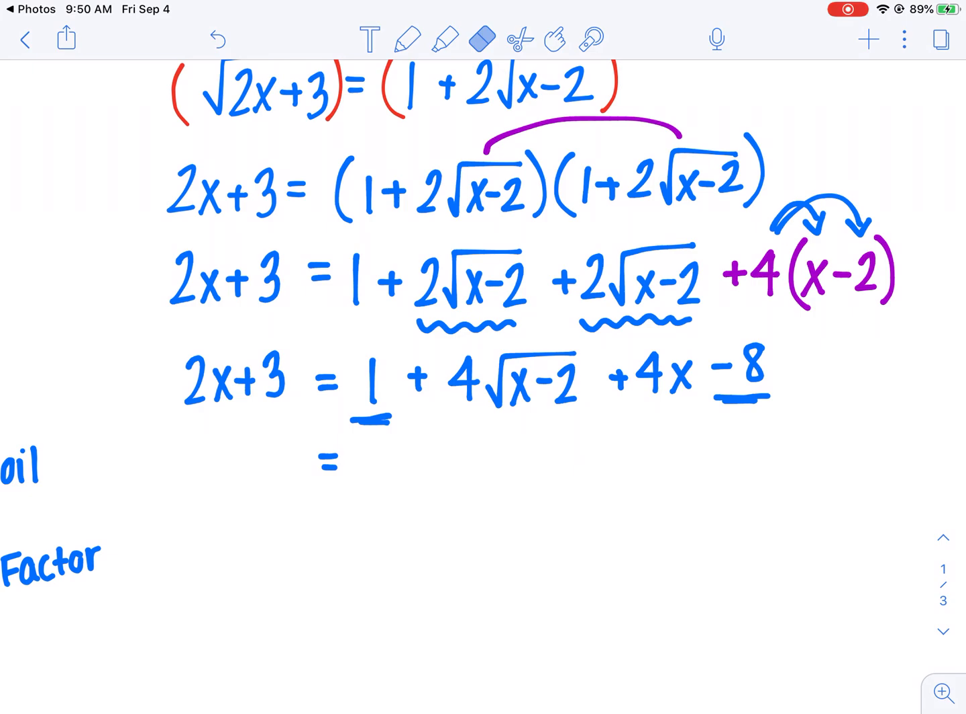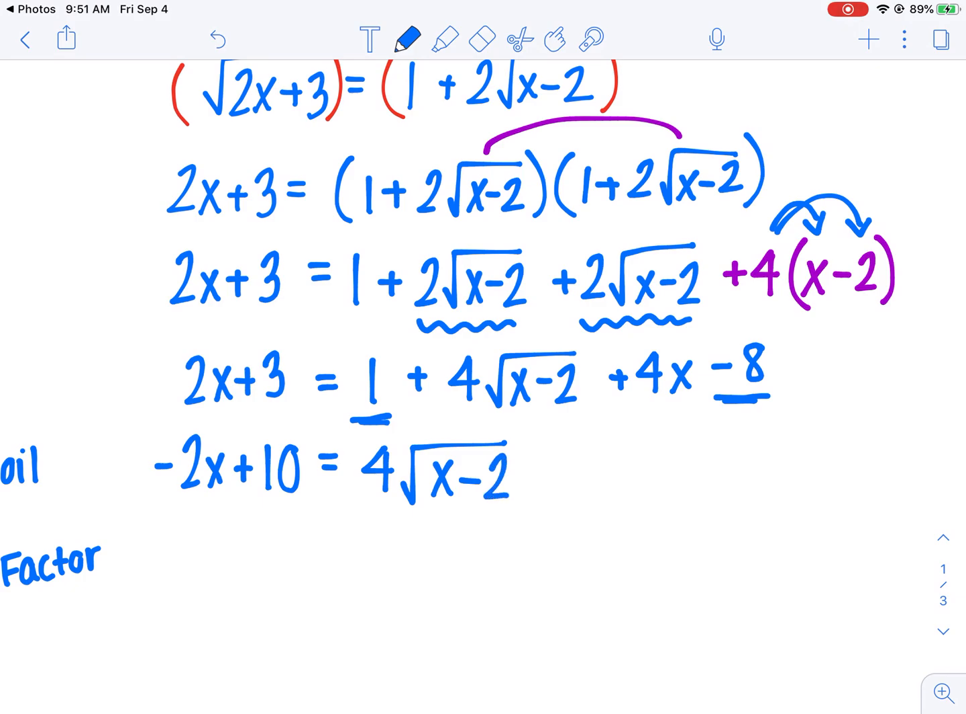Move actually a lot of things. Oh, this will be really nice. So 1 minus 8 is negative 7. Add 7 to both sides. I would get 10 over here. Move this 4x to the other side. I'll get negative 2x. And this will be what's left over on the right.